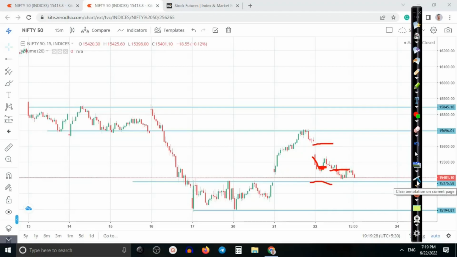Why did we sell? Because VIX was high, and tomorrow if price opens gap up like that, most probably price will gap down and it will continue toward 15,200. That will be my target.